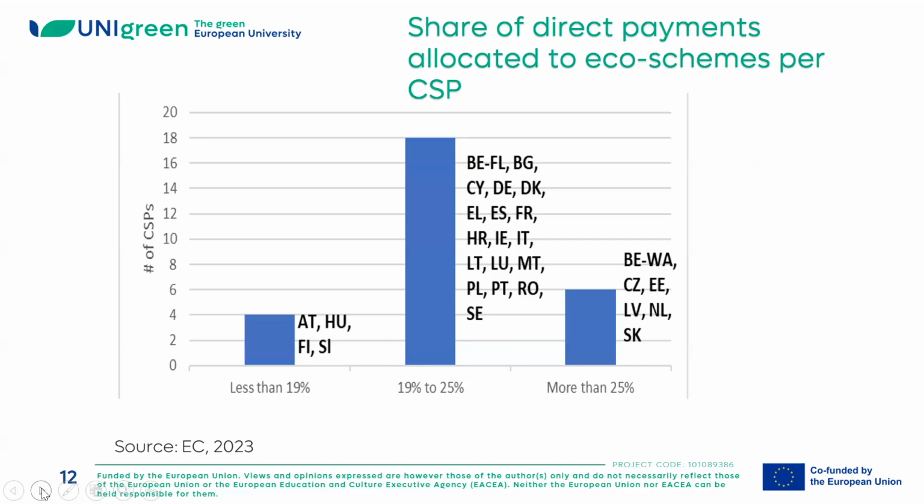Organic farming, for example, can be supported both under rural development or under eco-schemes in the first pillar, with 12 member states actually supporting organic farming through their eco schemes, and the other 7 also through these measures for agricultural and environmental practices under the rural development program.